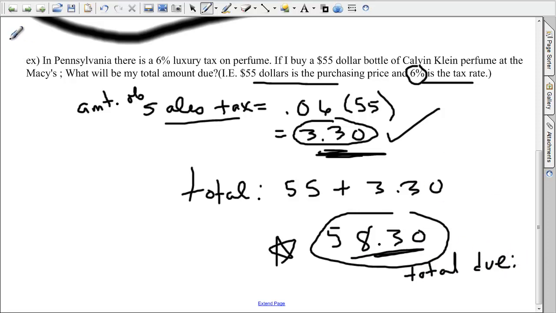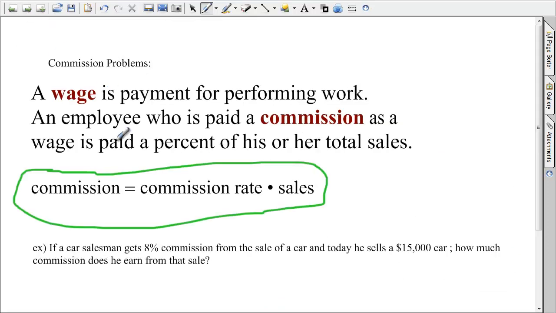Okay, hope that helps. Let's see what we have on the next slide. The next slide is a little statement on commission. I don't know if you ever had a job where you were on commission. I used to work in sales and I'd get 3% commission off of whatever the sales for the store were that day. It was sort of a dress store. A wage is a payment for performing work, and an employee who is paid a commission as a wage is paid a percent of his or her total sales.